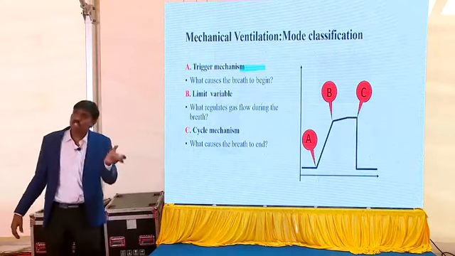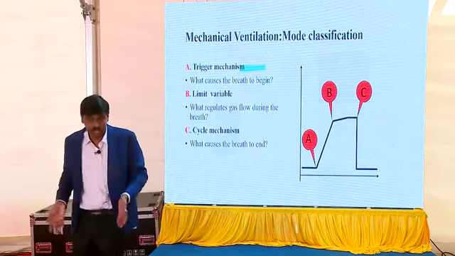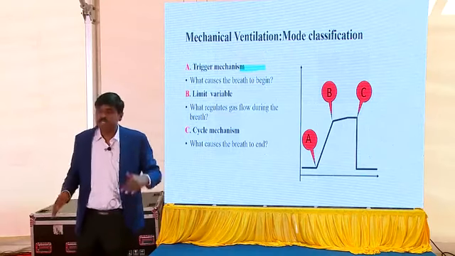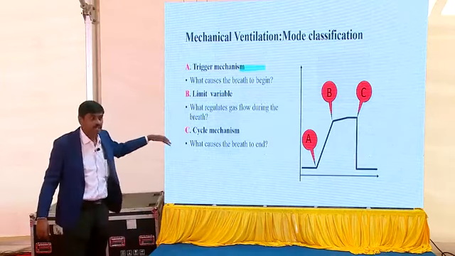Now each of them can be controlled by different parameters. Sometimes the doctors can control, sometimes the baby controls, and sometimes there are other parameters also. So: trigger, limit, and cycling. Next one.